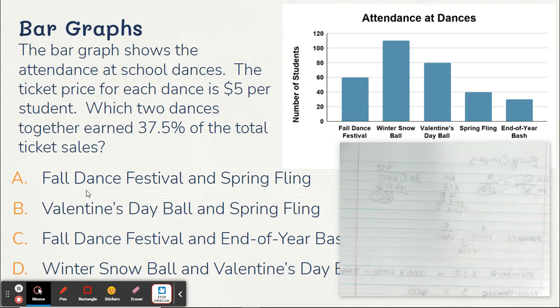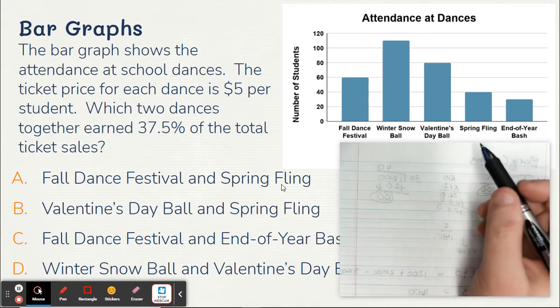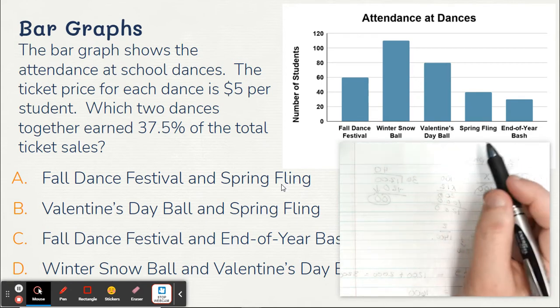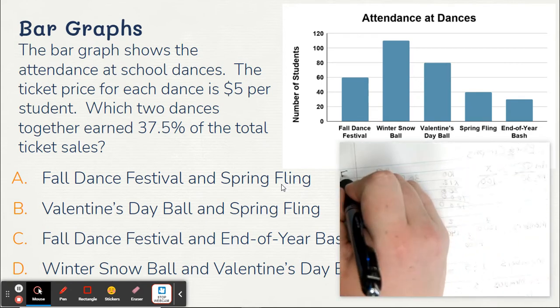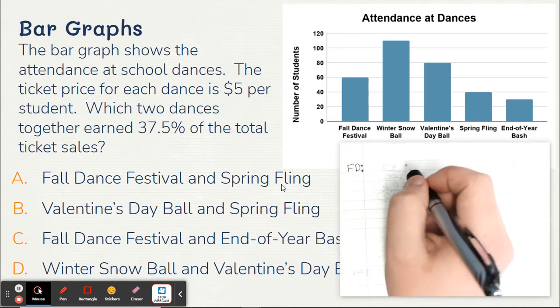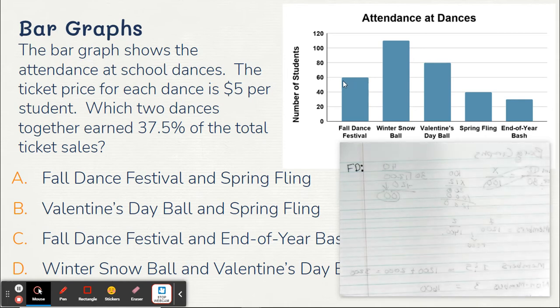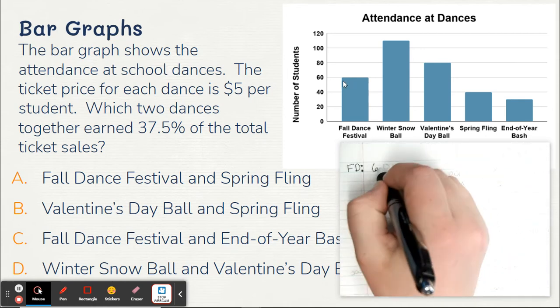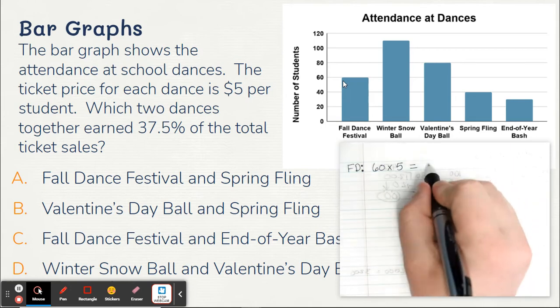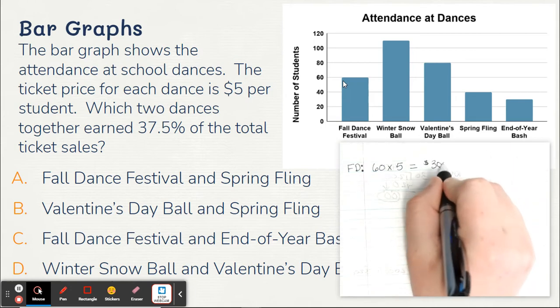Okay, so I'm going to go through. Fall Dance and Spring Festival. Actually, I need to find the ticket prices for all of them. So fall dance, I'm going to put FD. To find the ticket sales of that, if they sold 60 tickets, because it says 60, I need to multiply that by 5 because each ticket was $5. So that's $300 here.